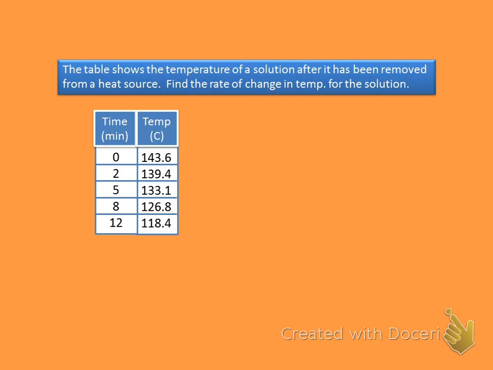So the table shows the temperature of a solution after it has been removed from a heat source. Find the rate of change in the temperature for the solution. It's pretty safe to assume that your first column is going to be your x column, your second column is going to be your y column. That's a pretty safe assumption to make.